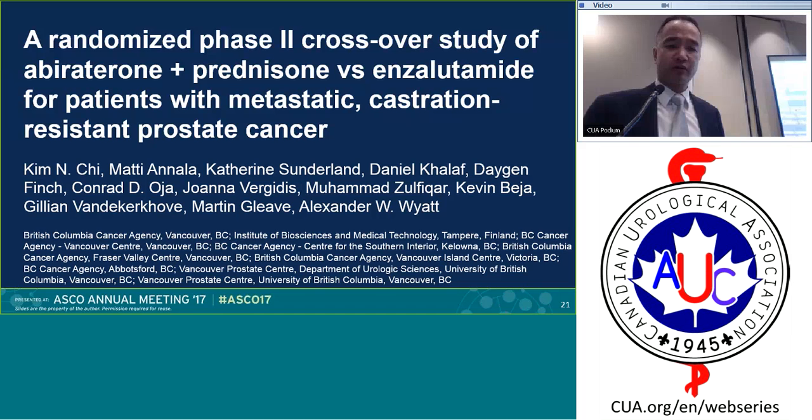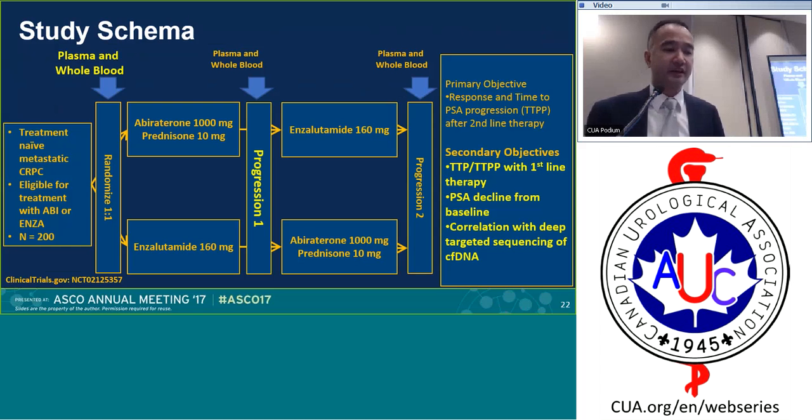So to address some of the questions about selecting therapy and sequencing therapy, we in British Columbia designed and undertook this randomized phase 2 crossover study of abiraterone plus prednisone versus enzalutamide in patients with CRPC, and presented this at ASCO, just this past ASCO. So this is the study schema: patients with treatment-naive metastatic CRPC that were eligible for treatment with either Abi or Enza were randomized to receive abiraterone followed by enzalutamide or enzalutamide followed by abiraterone.